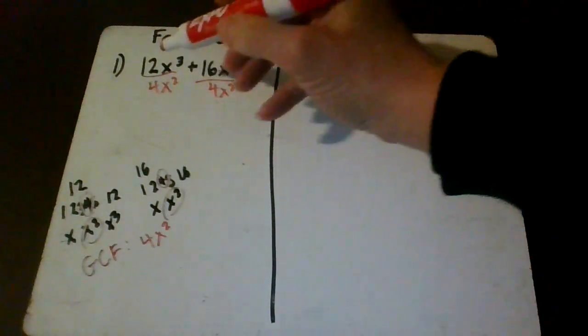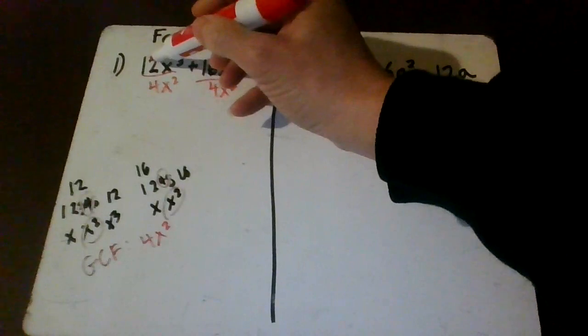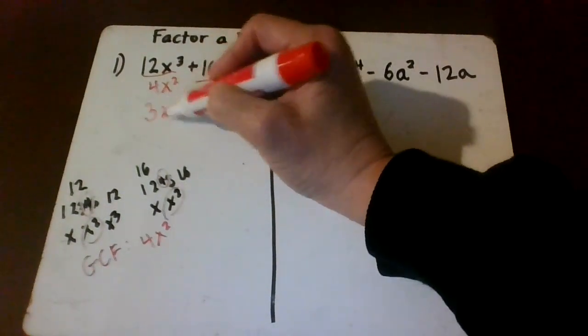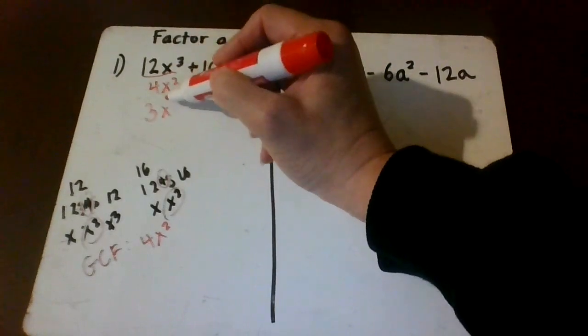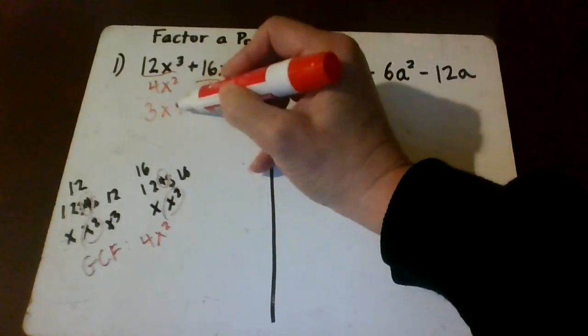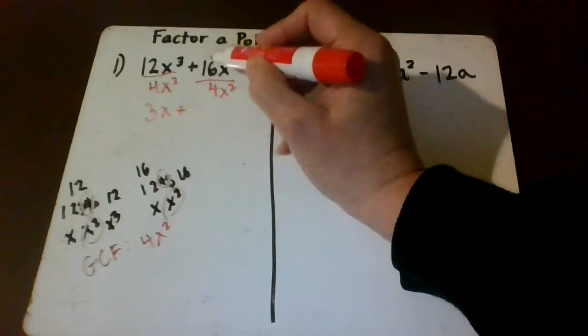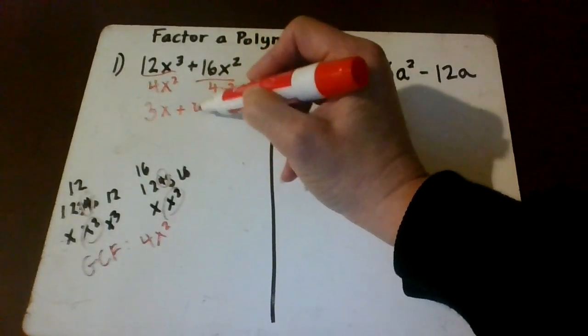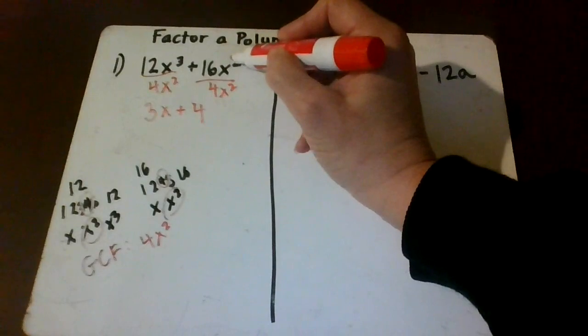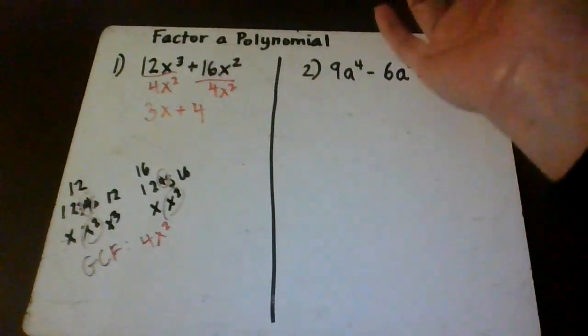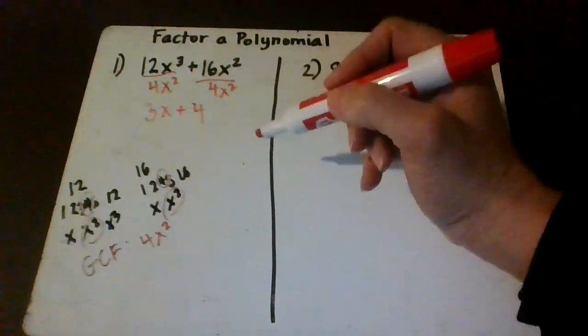So in quotient of powers, we said 12 divided by 4 was 3. We kept the base the same, and we subtract. 3 minus 2 is 1. So I could put a 1 there or just leave it x. And then 16 divided by 4 is 4. And then x squared, keep the base the same, subtract, it gives me x to the 0, which is just 1, so I'm going to leave it as 4.